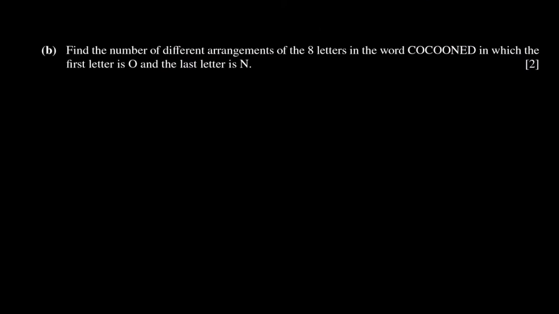Okay, let's have a look at B. We want to find the number of different arrangements of the 8 letters in the word cocooned in which the first letter is O, the last letter is N. Well, we just draw this out, I think, is the best way to do it. So 1, 2, 3, 4, 5, 6, 7, 8. And what we're saying is first letter's got to be O, last letter's got to be N.